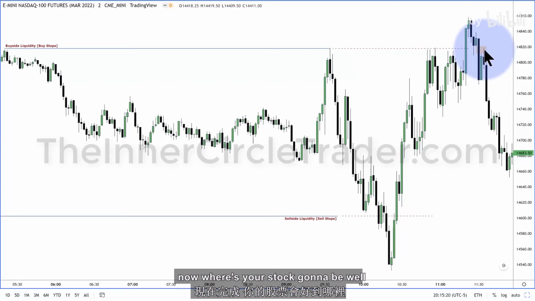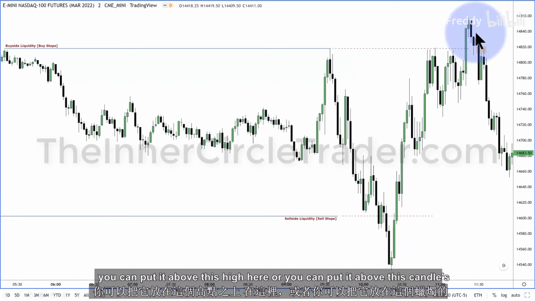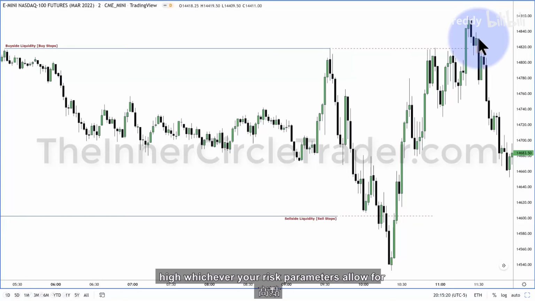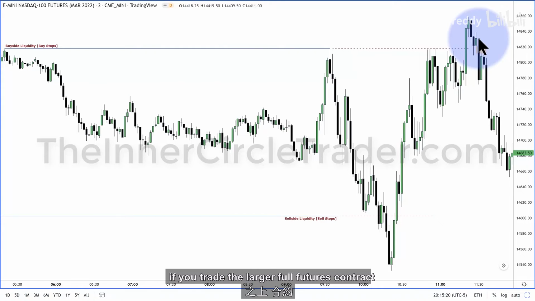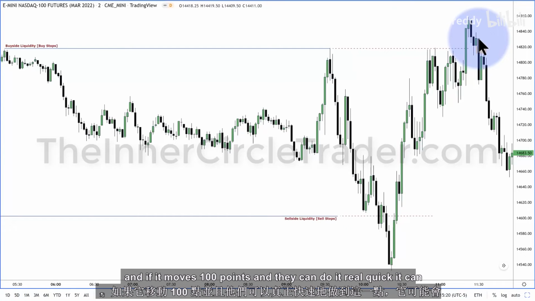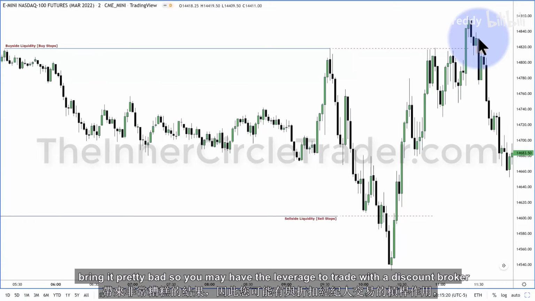Well, you can put it above this high here, or you can put it above this candle's high, whichever your risk parameters allow for, okay? If you're trading the micro, it's not a lot of money per tick, so the multiplier for that is very, very small. If you trade the larger full futures contract, and if it moves 100 points, and they can do it real quick, it can burn you pretty bad.